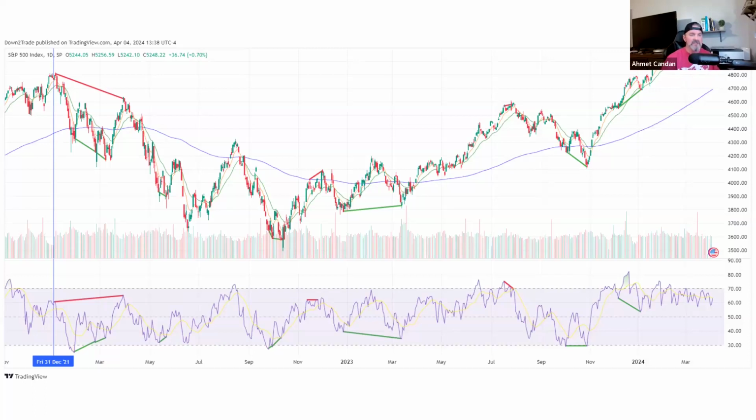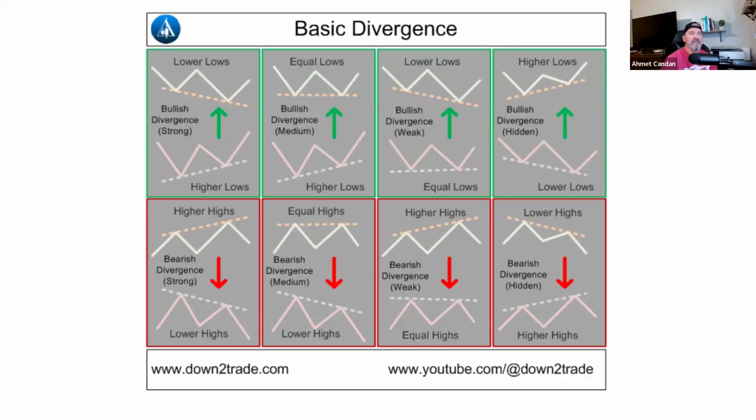Now let's talk about my favorite aspect of RSI. Personally, I love divergence. Now, divergence with RSI is where things get pretty intriguing. It's when the direction of RSI trends diverge from the price trend. Now, here's a chart that we created to showcase the different types of basic divergence.